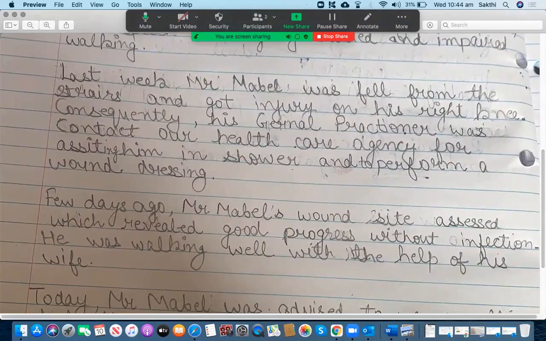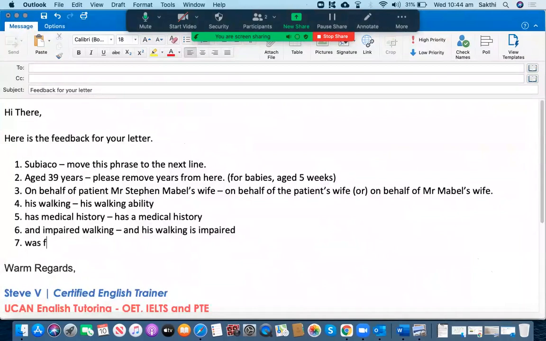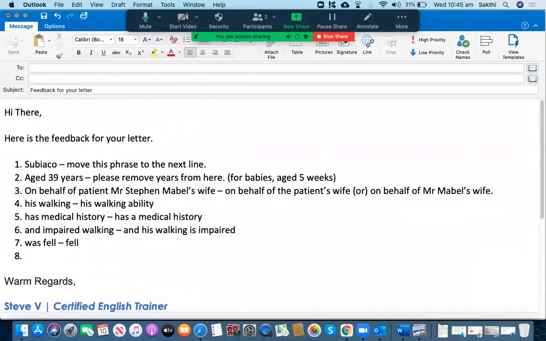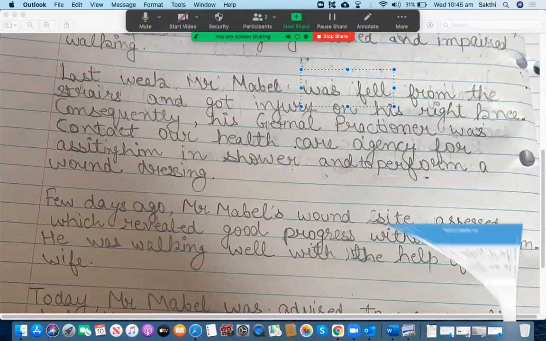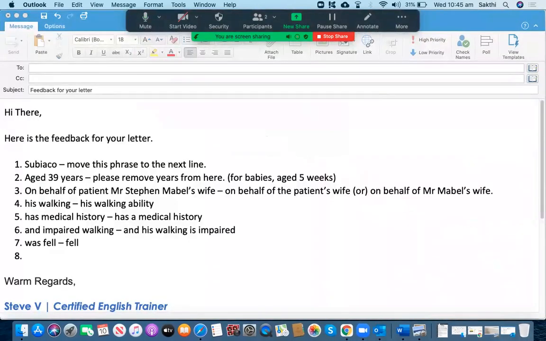Last week, there should be a comma. Did you place a comma here? Yes, sir. Good. Mr. Mabel was fell down. Was fell down. No, that's wrong. Was fell, that's wrong. It must be fell only. Yes, that's right. Just fell. Fall is the present verb and fell is the past verb. So just fell. Mr. Mabel fell from the stairs. Fell down the stairs. It's not fell from the stairs. It's down the stairs. Okay. Down the stairs.